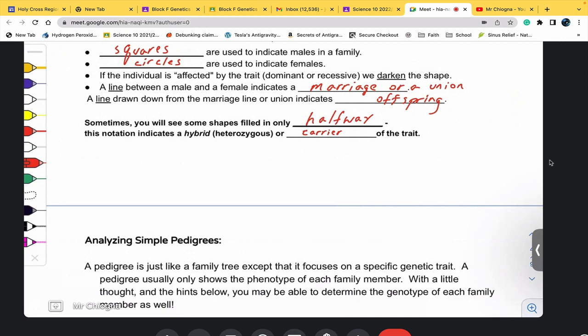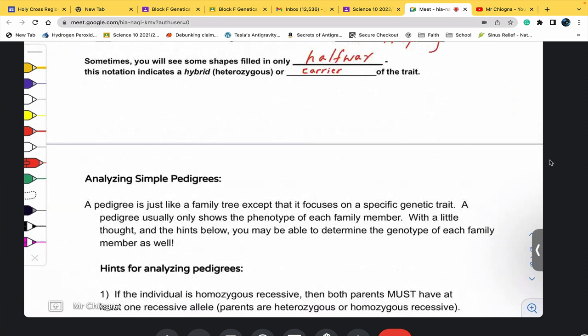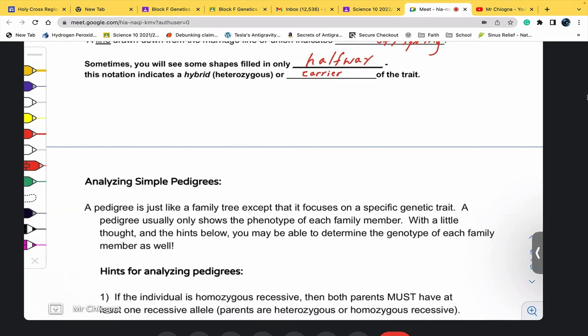Third page, analyzing simple pedigrees. Let's read through that. It says here, a pedigree is just like a family tree, except that it focuses on a specific genetic trait. A pedigree usually only shows the phenotype of each family member, basically what a family member exhibits physically. With a little thought and the hints below, you might be able to determine the genotype of each family member as well. Okay, so in some cases.